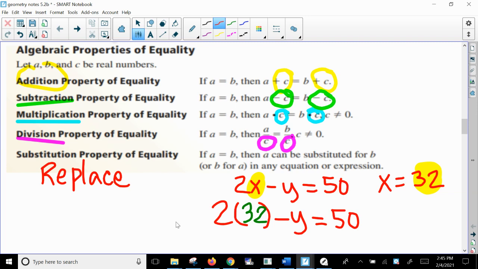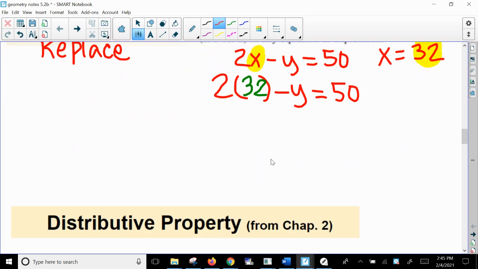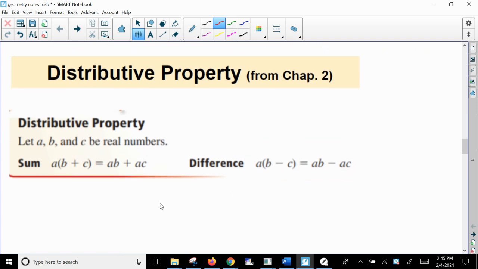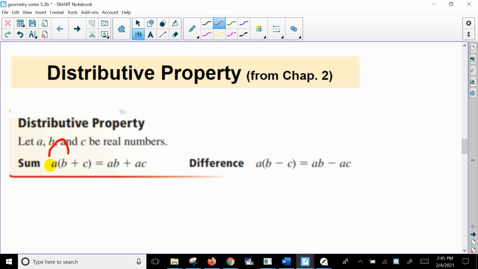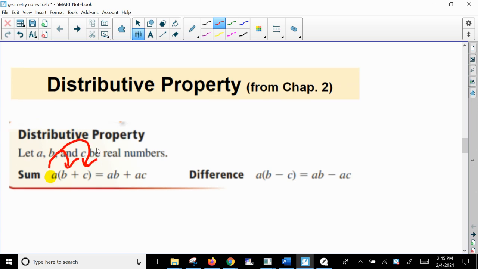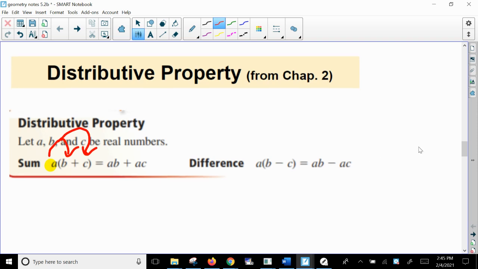Okay? Distributive property. Distributive property is when you take something on the outside of the parentheses and you multiply it by everything in the parentheses. You only do this on one side, so not to be confused with multiplication property. Let's just try some.